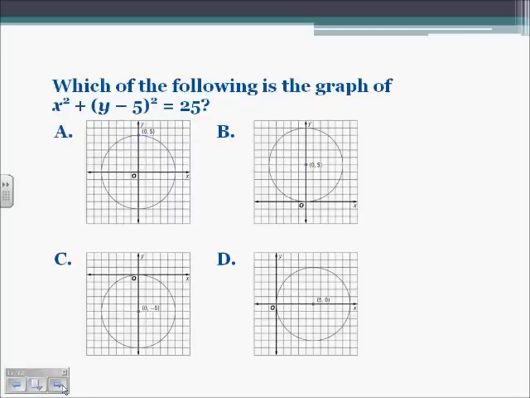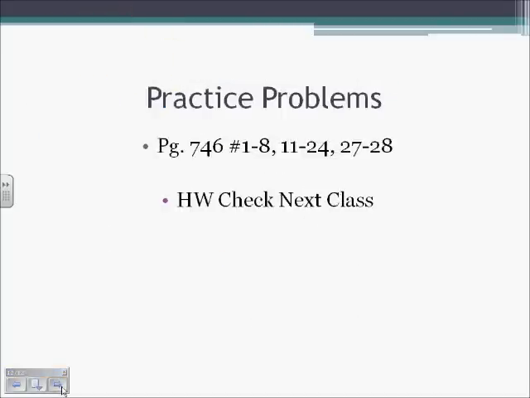The only one that actually has that is B. And then we just want to double check that the radius is 5. So from our center, we check the distance up 5 to the next top point. So 1, 2, 3, 4, 5. It is. So our radius is 5. We know our answer is B. And that concludes section 10.8, equations of circles.